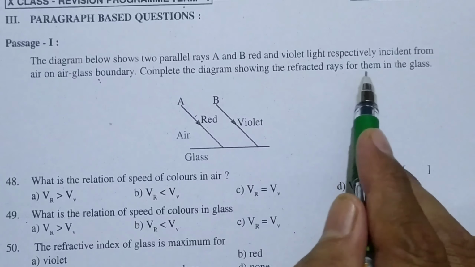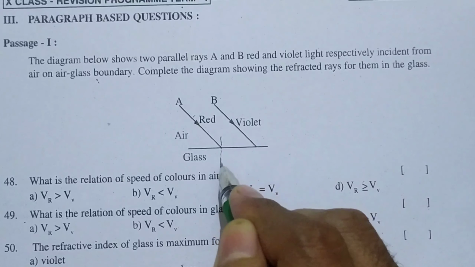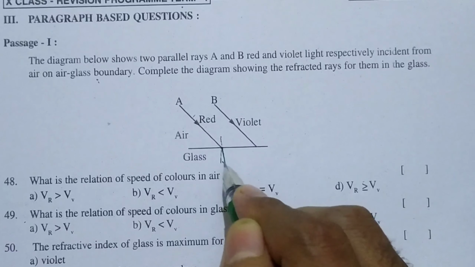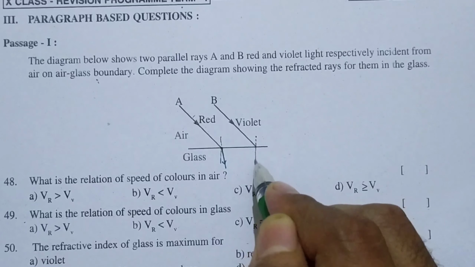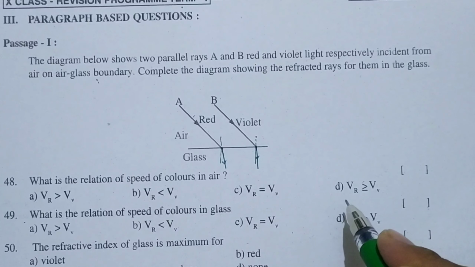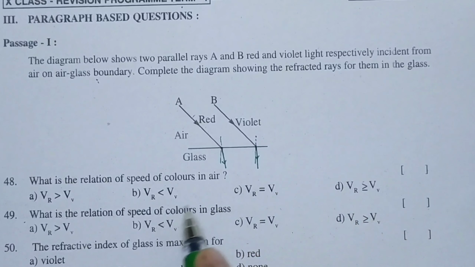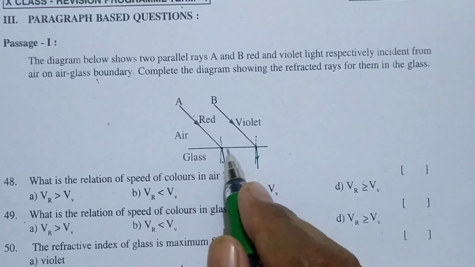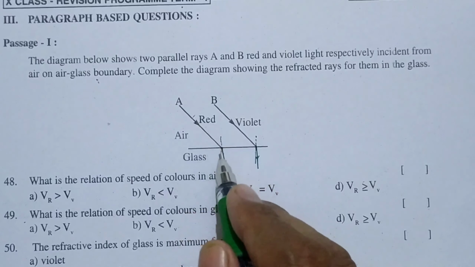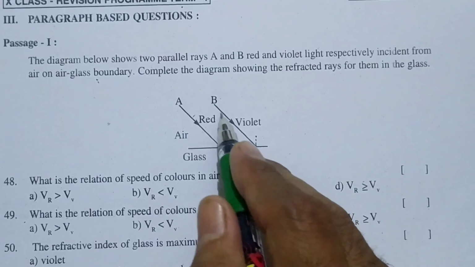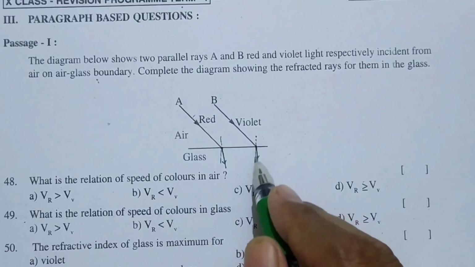So here it will be moving with less bending, whereas here this will be moving with more bending. Clear? Now why is it bending less? The meaning is that the speed of the red light is more. When speed is more, refractive index will be less. Here for violet the speed is less, so refractive index will be more. Now let us come to question number 48.